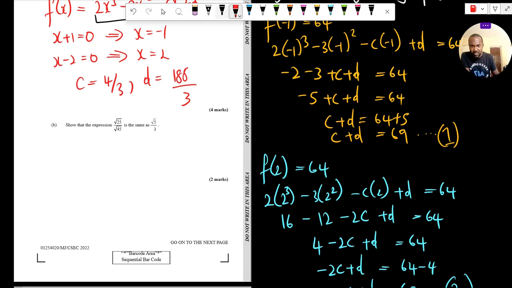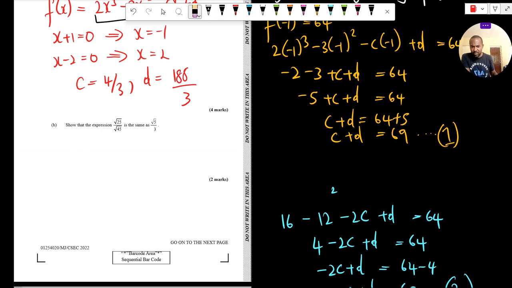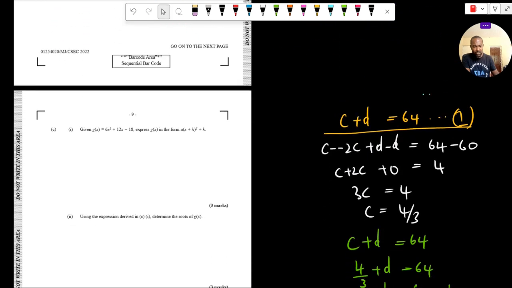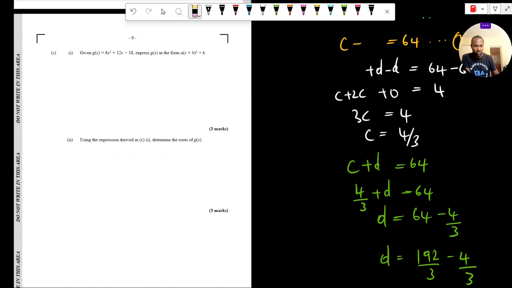All right, so the next part of the question says, let me just clear the screen a little bit. Next part of the question says, show that the expression root 25 over root 45 is the same as root 5 over 3. So what does this require? This requires our knowledge and properties of surds, right?